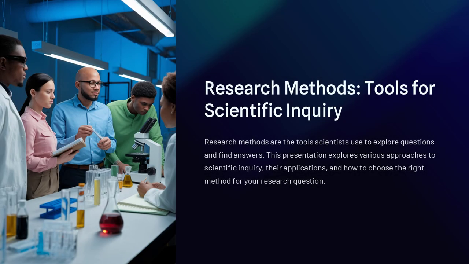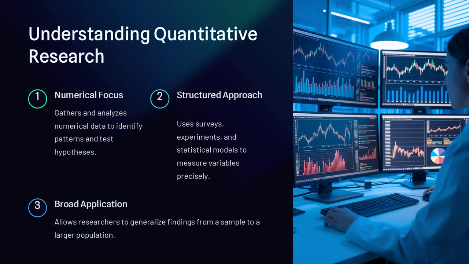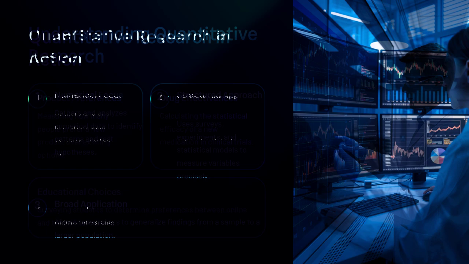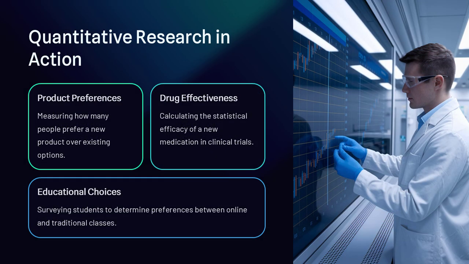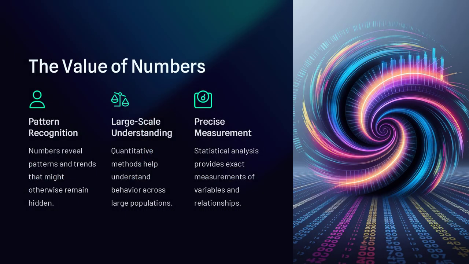Research methods are the tools scientists use to explore questions and find answers. Quantitative research is one such tool that focuses on gathering numerical data. This type of research is useful when you need to measure something, like the number of people who prefer a new product or the effectiveness of a new drug.